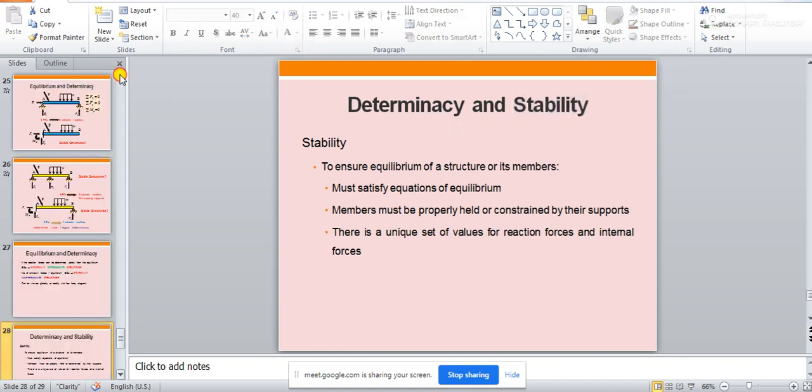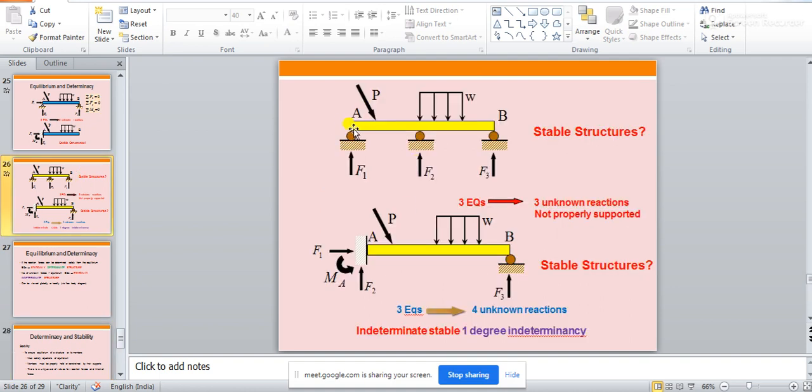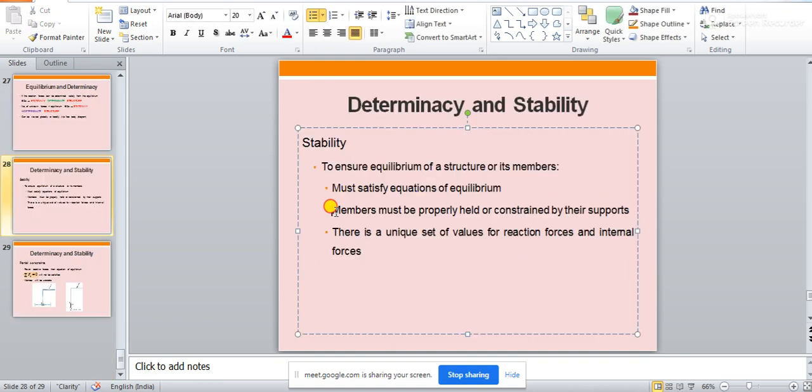See, you take this example again. In this case, this member AB is not properly held by this support. Because of this load, this member AB will start moving. So the members are not properly held or constrained by their support in that case. But if you want to make your structure stable, then your members must be properly held or constrained by their supports. And the third point is, there is a unique set of values of reaction forces and internal forces.